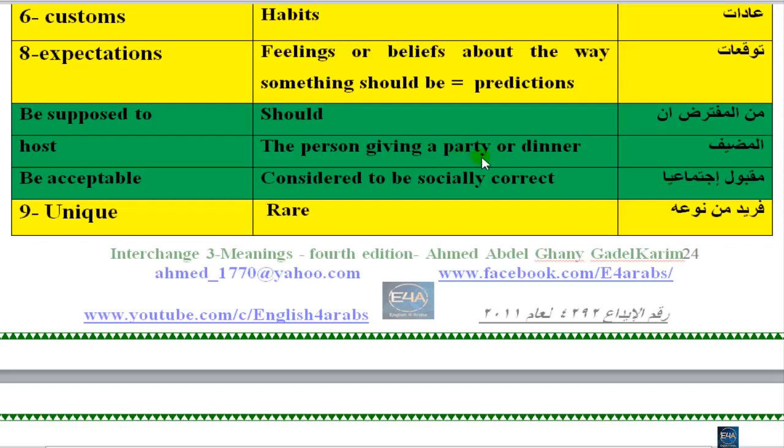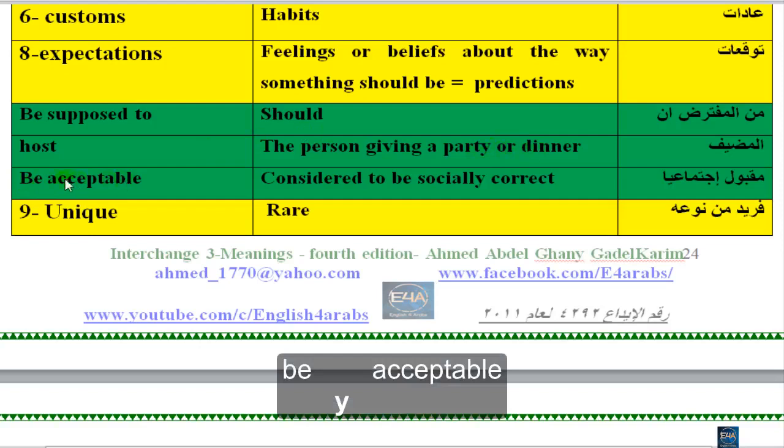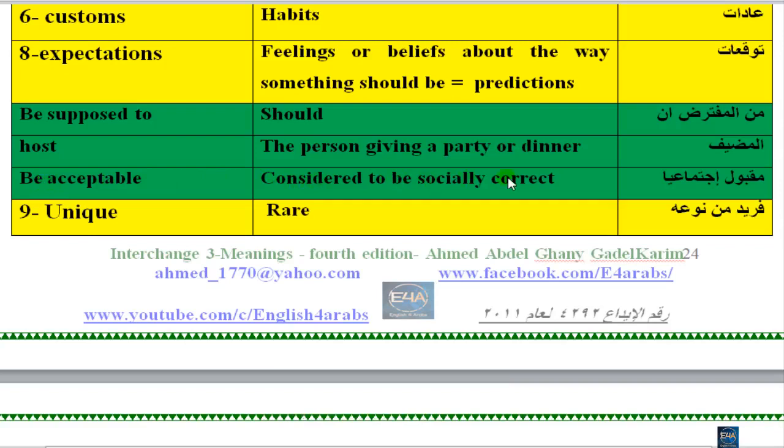A party, T soft D. British, party. Or dinner. Be acceptable. Yeah, sound between E and A. Be acceptable. Considered to be socially correct. 9. Words of exercise number 9.